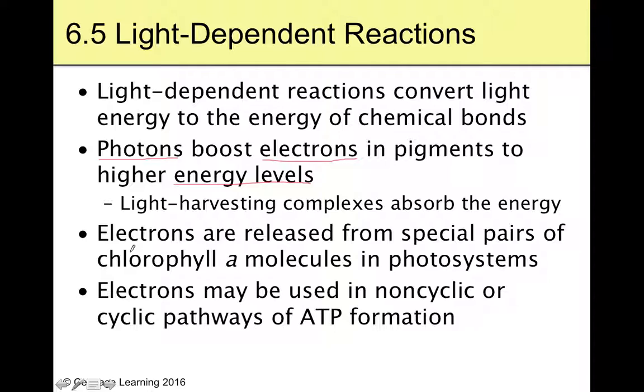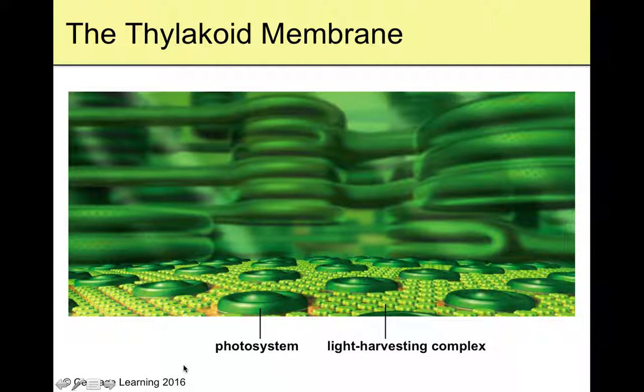So, electrons are released from special pairs. So there's a couple special chlorophylls that we want to get this energy to, and those electrons will be released from those special pairs of chlorophyll A in the photosystems. And these electrons can be used in a non-cyclic pathway, which is what we're going to talk about first, or they can sometimes be used in a cyclic pathway. And so we'll see what that looks like.